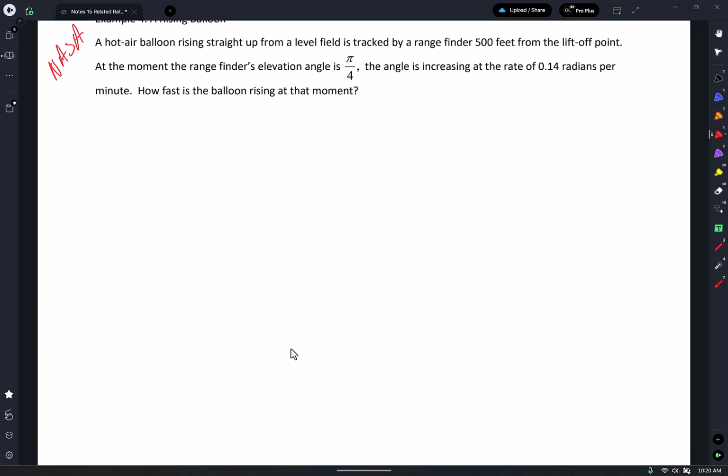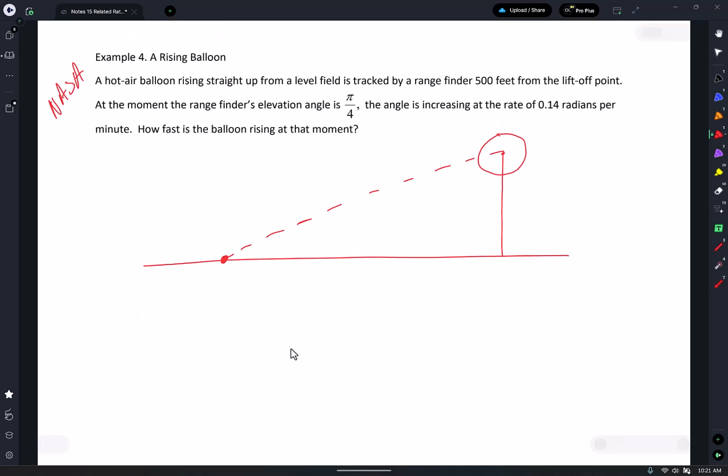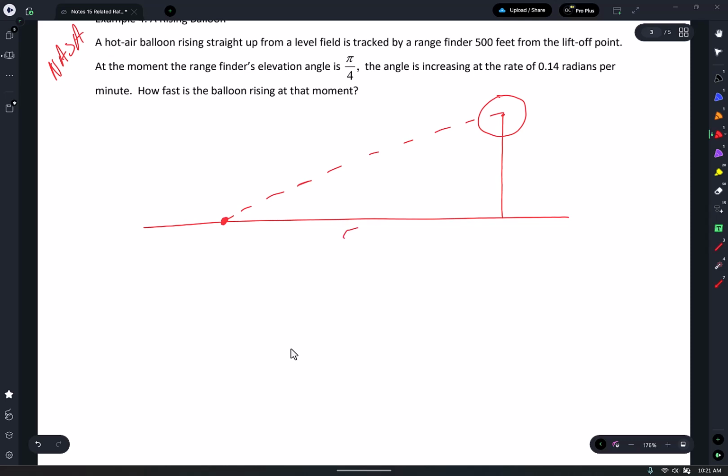Let's draw a model, guys. You okay, Rodriguez? So let's draw a model. Here's my model. There's my flat land. Here's the hot air balloon. I'm just going to draw a circle. And let's see, perpendicular to the ground. And here's the rangefinder. I'm just going to put a little dot. And what is static? The rangefinder is 500 feet from liftoff point. So this is perfectly fine to write. It's 500 feet from liftoff point. That point right here is the liftoff point.